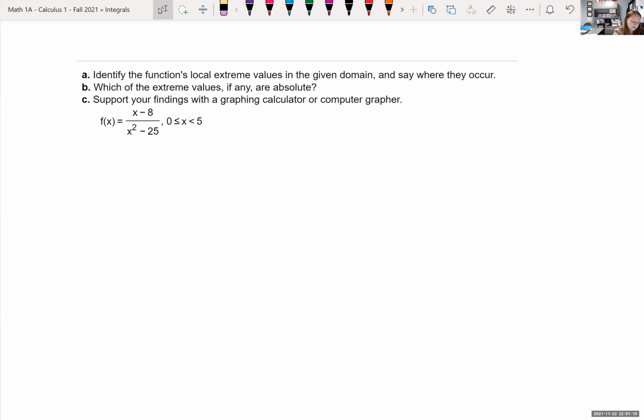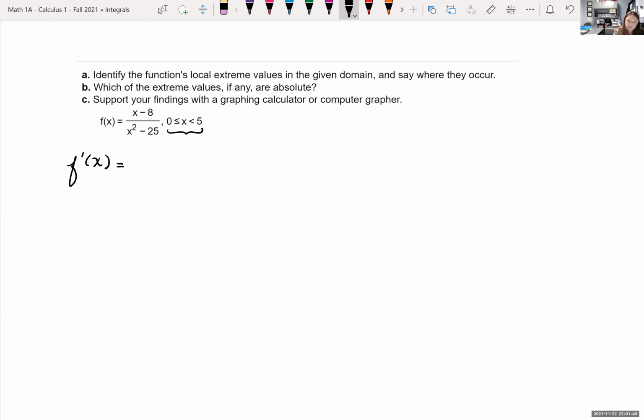Okay, so if we're trying to find our extrema, we want to look at finding the derivative and finding our critical values. And because this is continuous, actually, it's not a closed interval, so it doesn't have to have an absolute max or an absolute min. Let's look at the derivative. Looking at the derivative, I'm going to need to use my quotient rule.